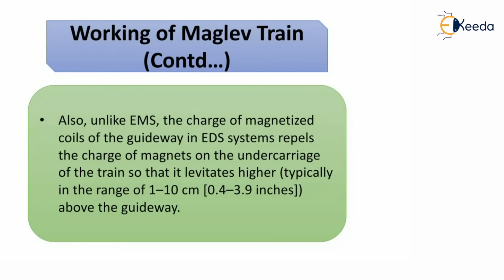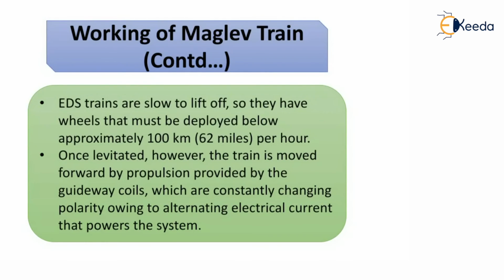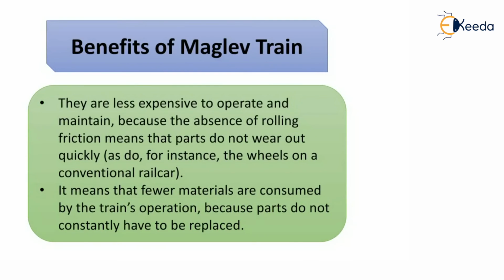Also, like EMS, the charge of the magnetized coils of the guideway in EDS repels the charge of the magnets. The EDS trains are slow to lift off, so they have wheels that must be deployed below approximately 100 kilometers per hour. But once levitated, the train is moved forward by propulsion.